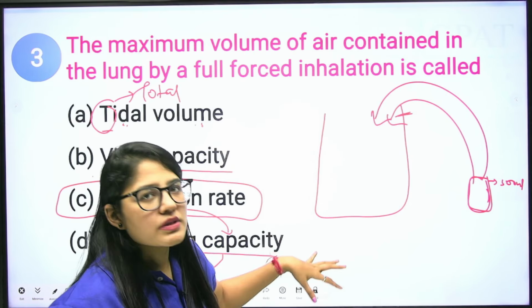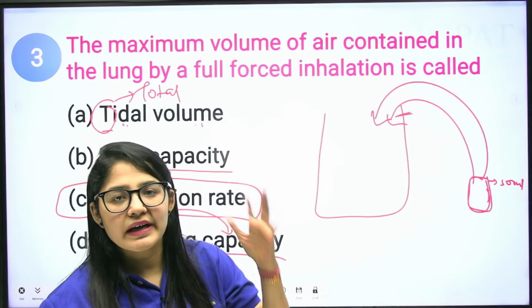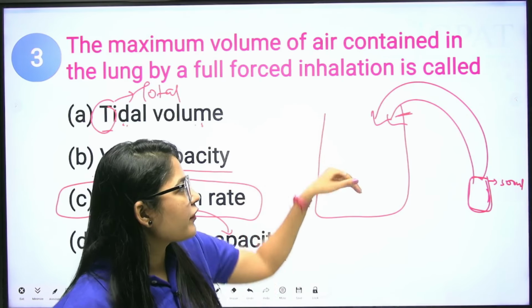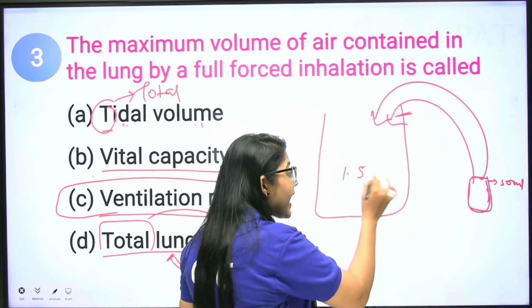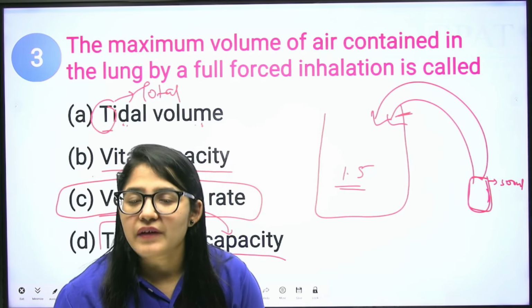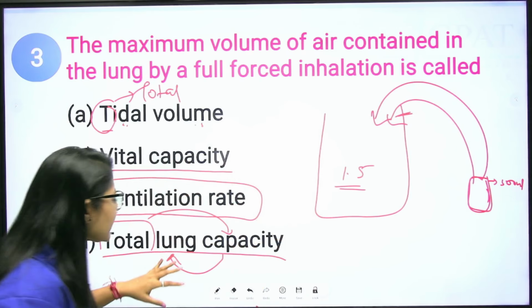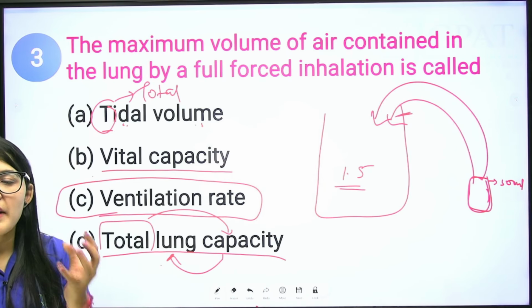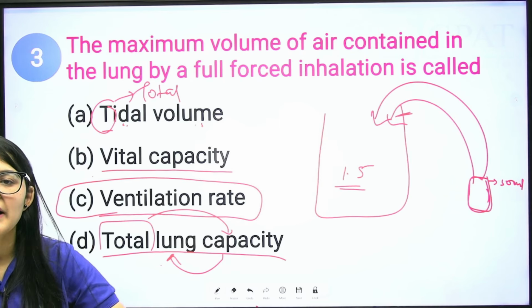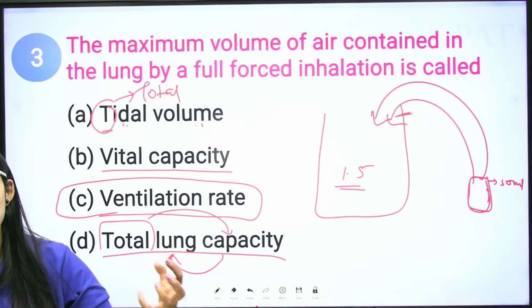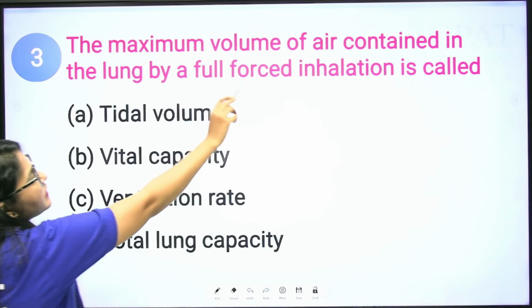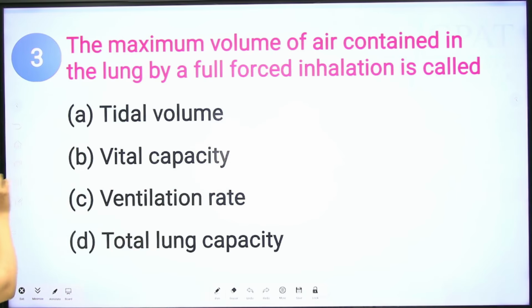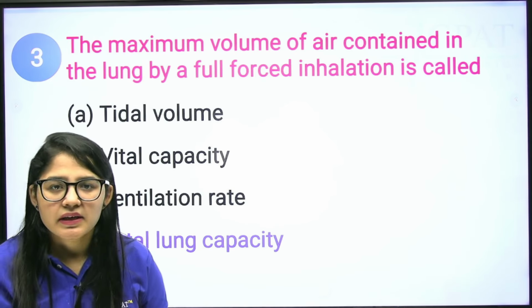Suppose this beaker is filled, for example, after getting 1.5 liters of water, this beaker is filled. Now you can say the actual capacity of this beaker is 1.5 liters. So how will you identify the capacity of the lungs? The maximum amount of air which we can inhale, that is the total lungs capacity volume. Clear? Okay. So for now, the maximum amount of air contained in the lungs by full forced inhalation is known as total lungs capacity. Clear?